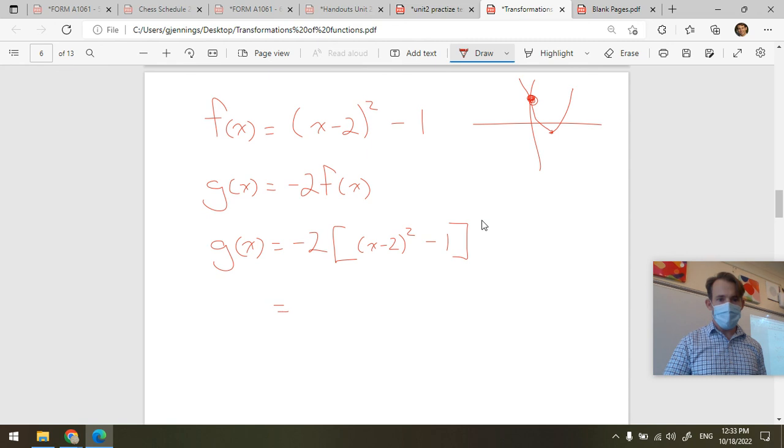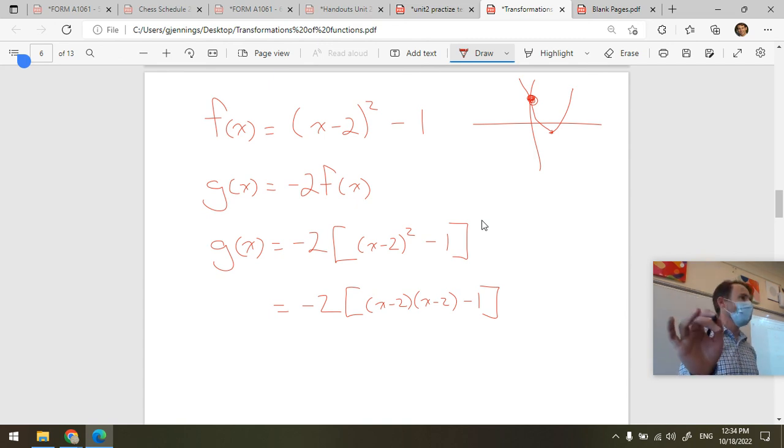Okay, this is equal to negative 2 multiplied by big brackets, x minus 2 times x minus 2 minus 1, big brackets. Note that Desmos doesn't like square brackets. Don't use square brackets in Desmos. But in your math work, it's nice to have your outermost brackets be square. It's very clear. Okay, then I just evaluate.